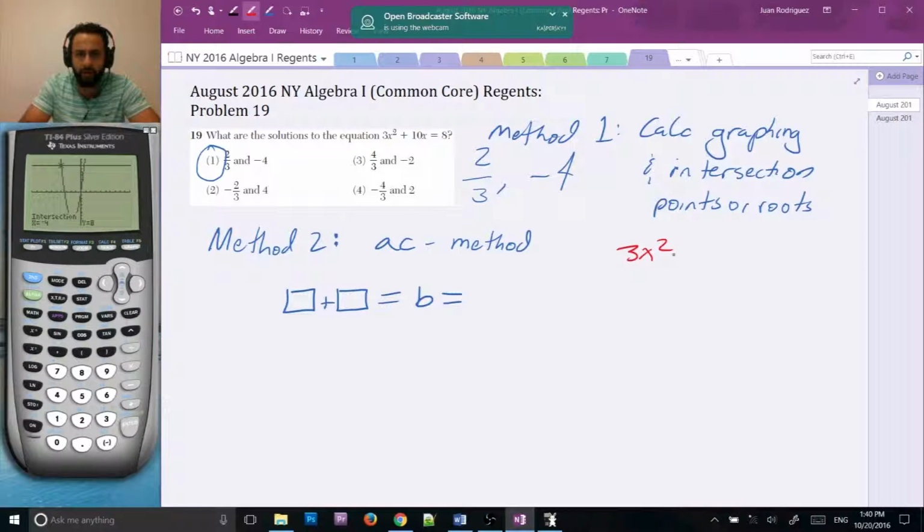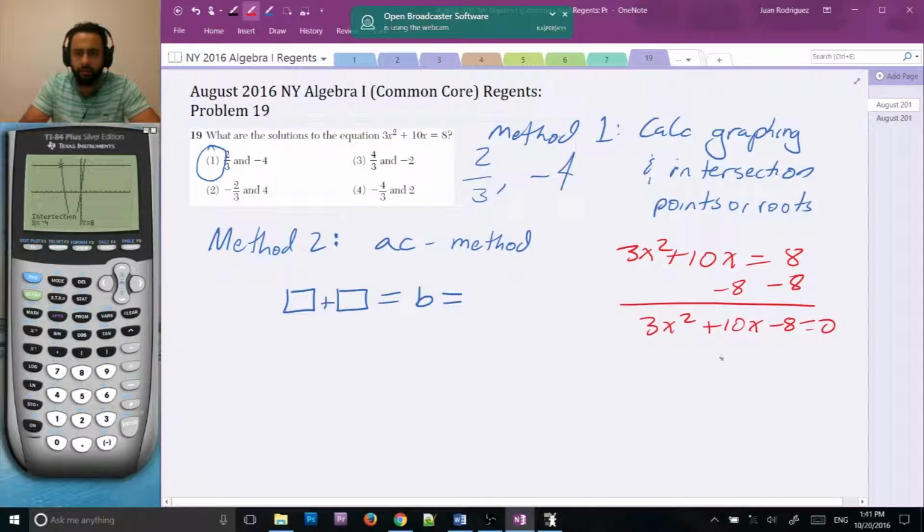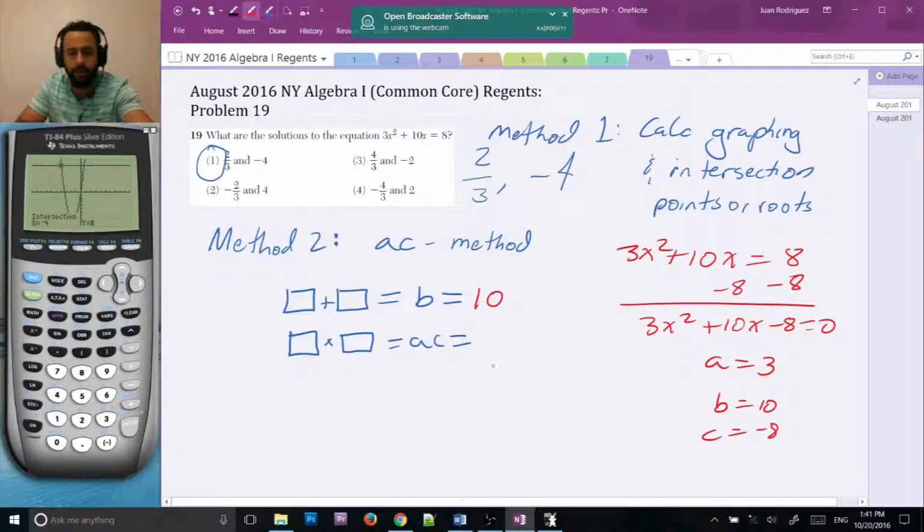So 3x squared plus 10x equals 8. We have to subtract 8, and we get 3x squared plus 10x minus 8 equals 0. So a equals 3, b equals 10, and c equals negative 8. So the sum equals b, which is 10. And then we also need the product of the same 2 numbers to equal AC, which is 3 times negative 8, equals negative 24.